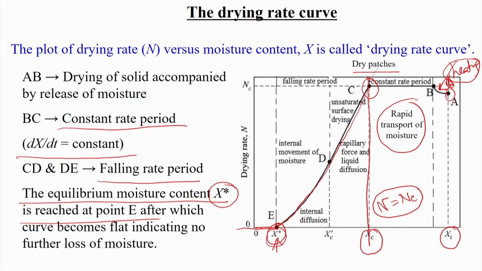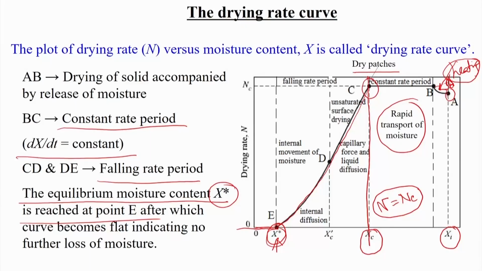If we change the condition of the drying medium, in terms of relative humidity, temperature, Reynolds number, Schmidt number, then x star will decrease or increase depending on the situation. But whenever it reaches x star, the equilibrium moisture content, the drying process will be stopped. That is why after that the curve becomes flat, indicating no further loss of moisture.